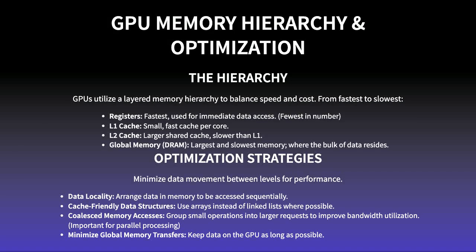Okay, let's talk about how GPUs manage their memory. Think of it like a tiered system, from super-fast registers directly in the processor's core to the much larger global memory where everything ultimately lives. The key is that data moves between these levels, and we want to make sure it moves as little as possible. So, we're looking at how to organize our data so it's close to where the processing happens, minimizing those trips back and forth to slower memory locations. By arranging things in a way that allows us to access them sequentially like a line of soldiers and using data structures that are friendly to caching, we can really speed things up.